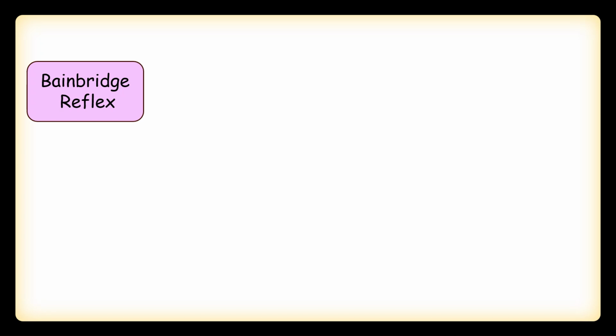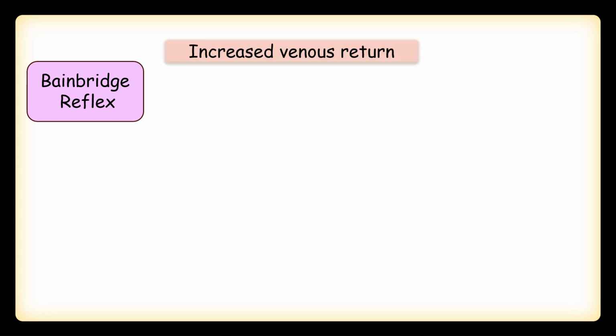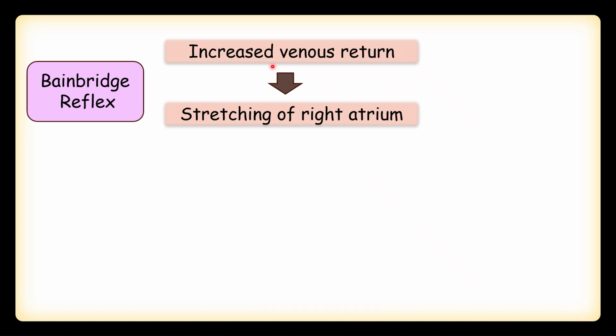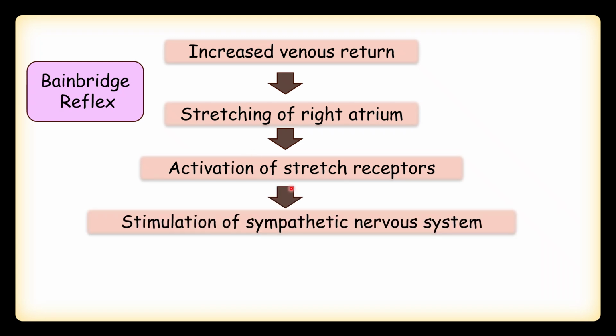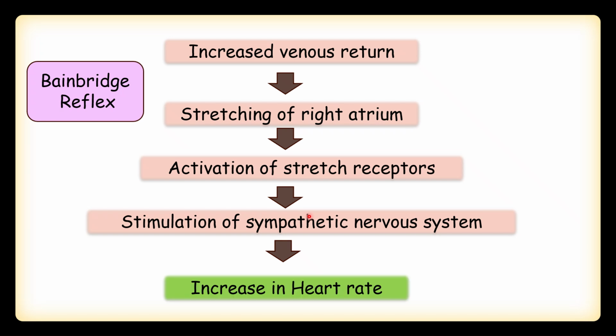First, we will see what is Bainbridge reflex. So, in Bainbridge reflex, the trigger will be the increased venous return. The increased venous return will cause the stretching of the right atrium. The stretching of the right atrium leads to activation of stretch receptors which are present in the right atrium, which leads to the stimulation of the sympathetic nervous system, and the output is the increase in heart rate.